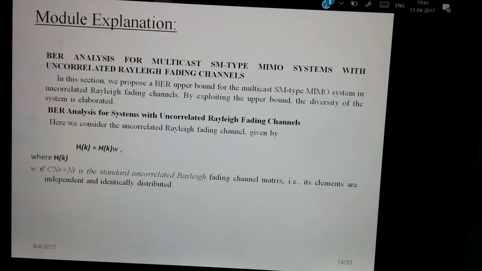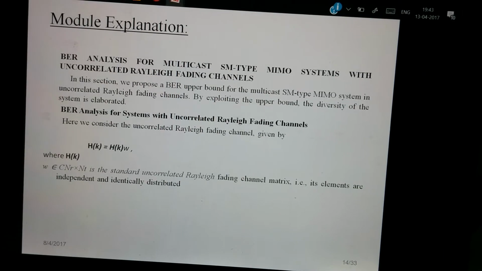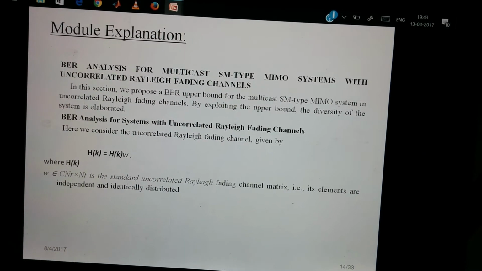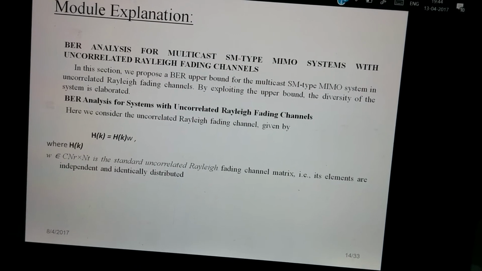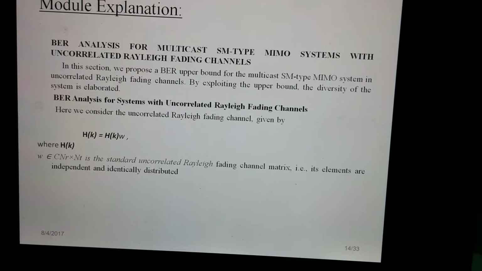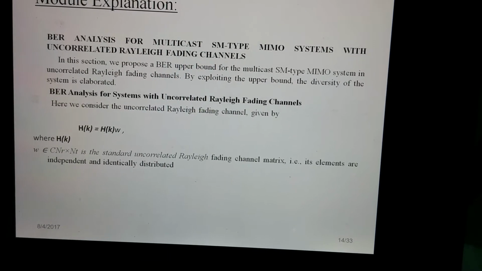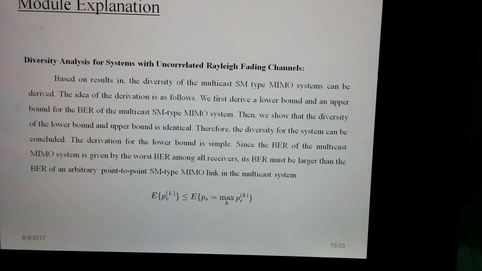And coming on to the next module, BER analysis for multicast SM type MIMO system with uncorrelated Rayleigh fading channel. In this section, we propose a BER upper bound for the multicast SM type MIMO system in uncorrelated Rayleigh fading channels. By exploiting the upper bound, the diversity of the system is elaborated. And here we consider the uncorrelated Rayleigh fading channel given by h_k equals H_k omega. H_k is a transfer function and omega is a standard uncorrelated Rayleigh fading channel.